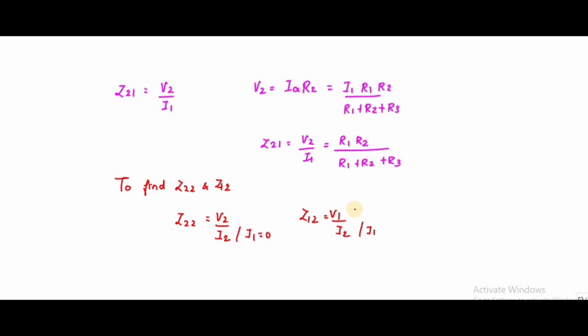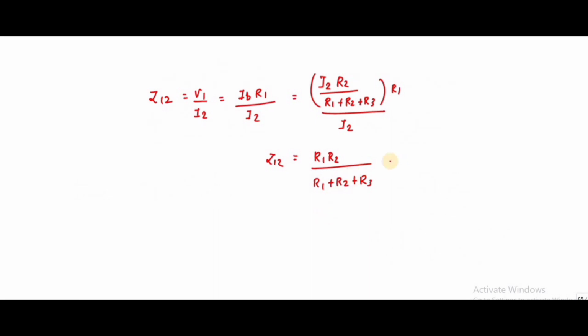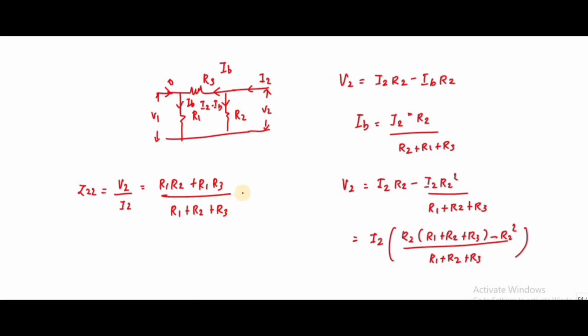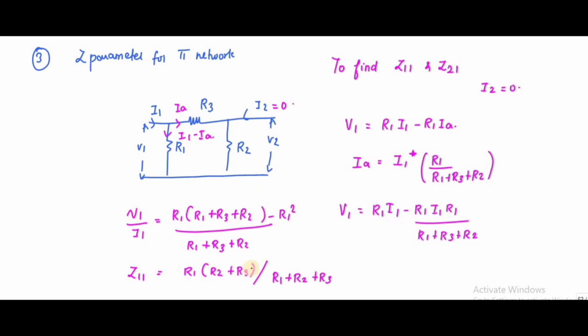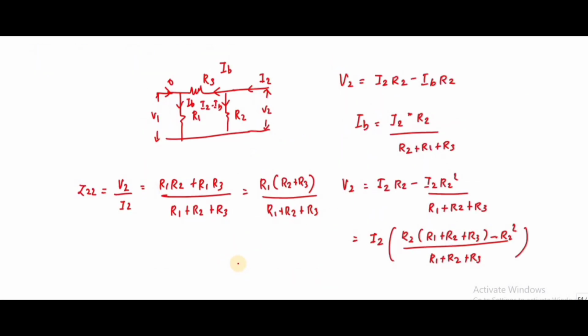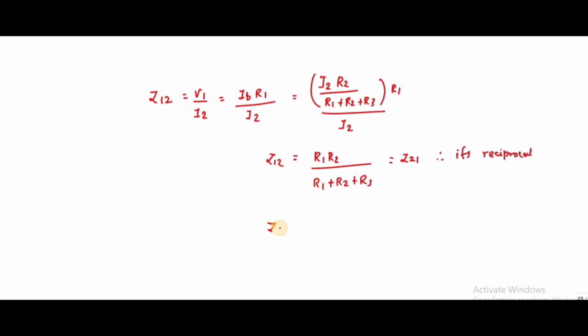So from this you can check the values for symmetry and reciprocity. You can see Z21 is equal to Z12, so it is reciprocal, right? So next you can compare the values of Z11 and Z22. Z22 is equal to R1 into R2 plus R3 divided by R1 plus R2 plus R3. So this value is similar to that of Z11, right? You can see, so this network is symmetrical also.